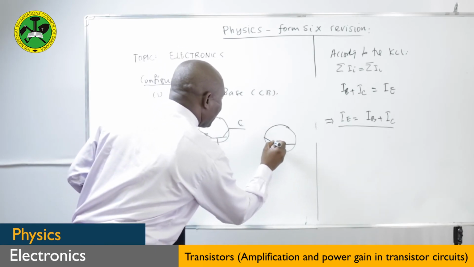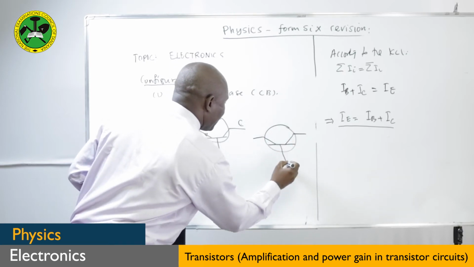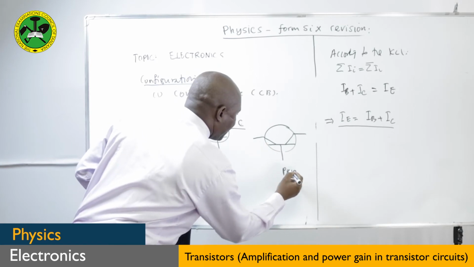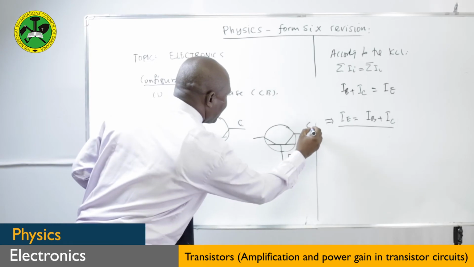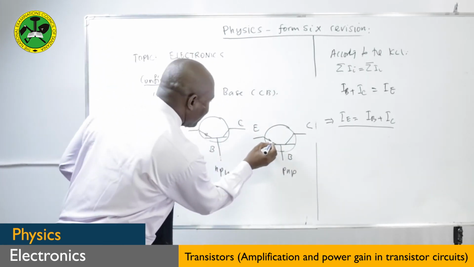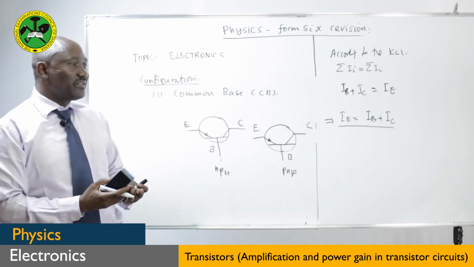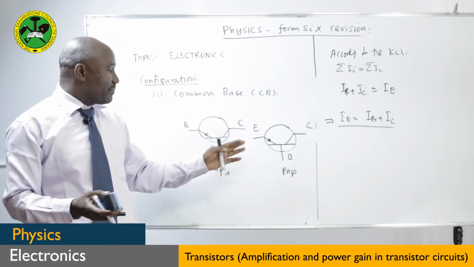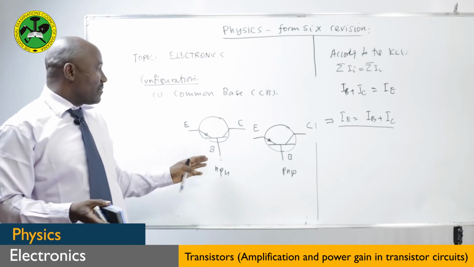This is a PNP transistor, and this is our base, this is our collector, this is our emitter, and the arrow should be pointing in. So this is the first way of connecting a transistor. We shall see now, when you connect a transistor like this, you can define the current gain and the power gain. We shall see which mode is normally preferred when you are talking about the transistor.